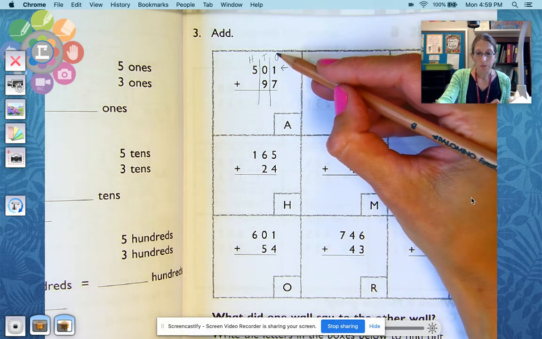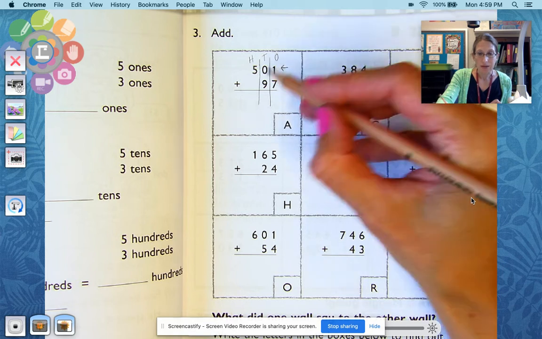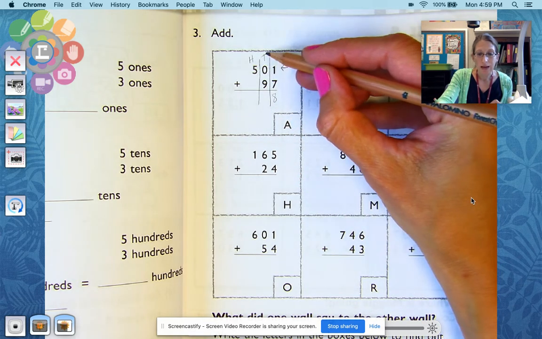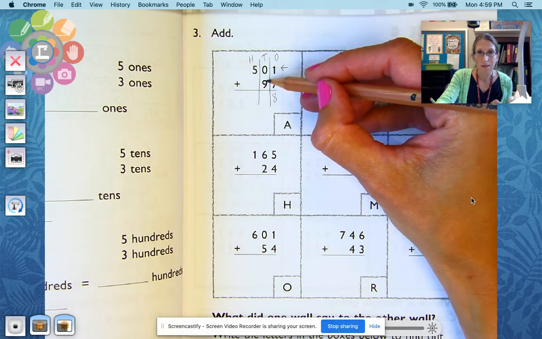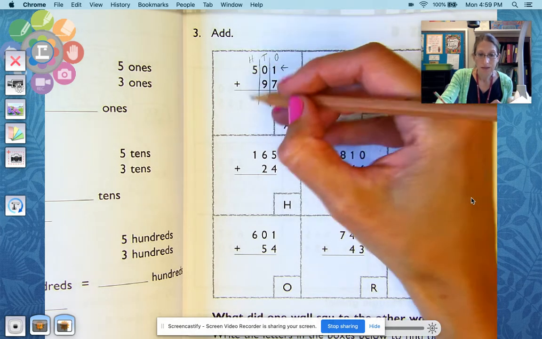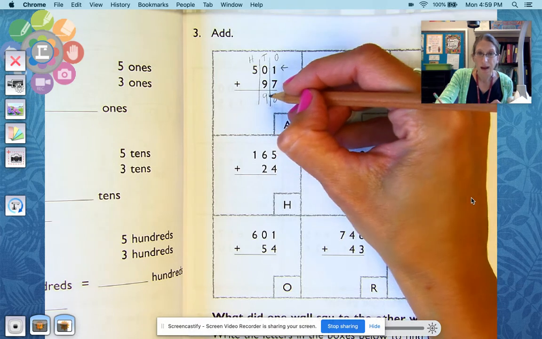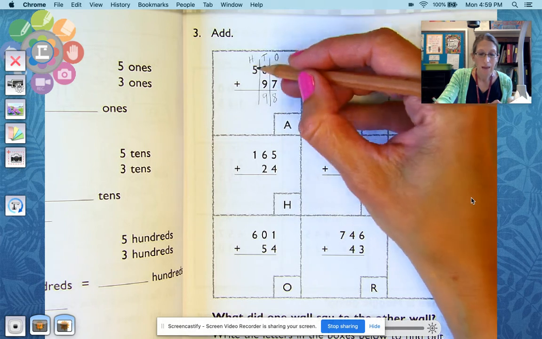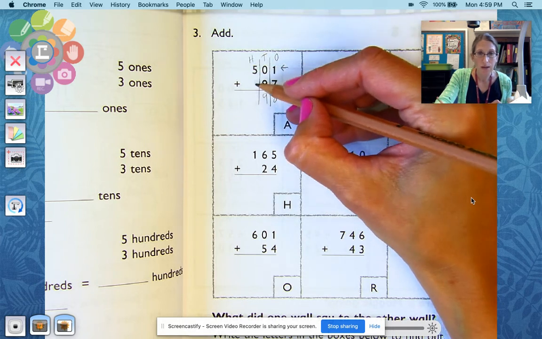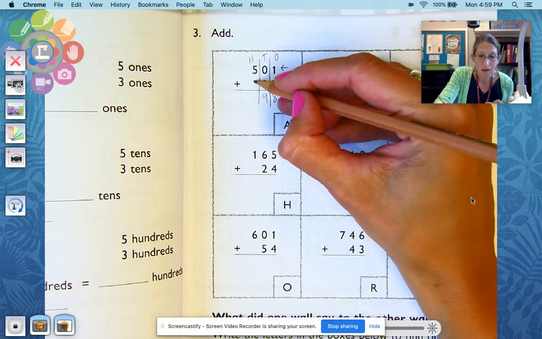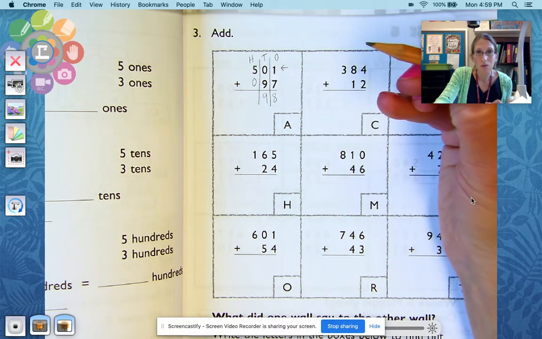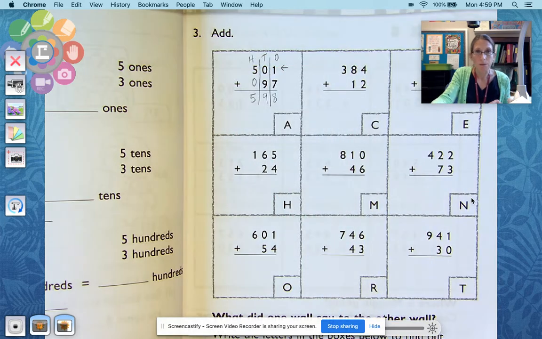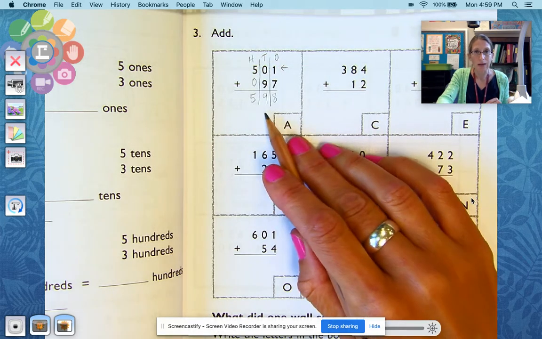And so this one, 1 plus 7 is 8. So we have 8 ones. Let's move over to the tens place. I have 0 plus 9 makes 9 tens. And this 9 tens actually means 90, doesn't it? And then our hundreds place, we have 5 plus nothing. Again, if it helps you, put that little 0 there. That's always a good idea. And then we have 500. And then our answer is 598.